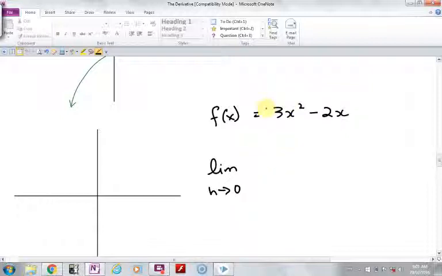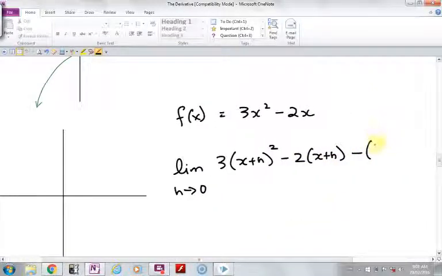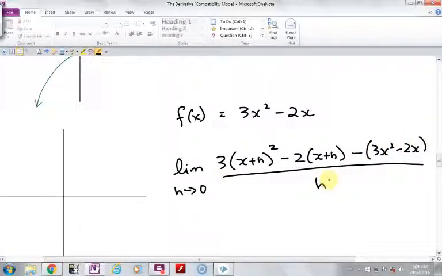How am I going to do f of x plus h there? That's the thing to watch out for. f of x plus h is 3 bracket x plus h, close bracket squared, minus 2 bracket x plus h, close bracket, over h, minus f of x. So we have to put x plus h everywhere there's an x in the original function for f of x plus h. And that's something to remind you of with your function notation.